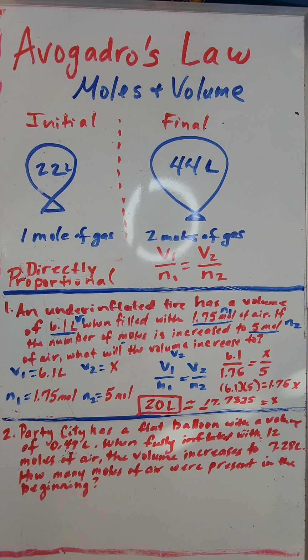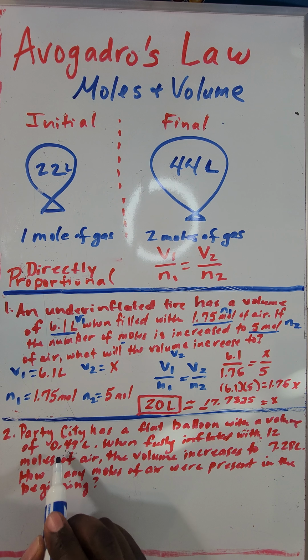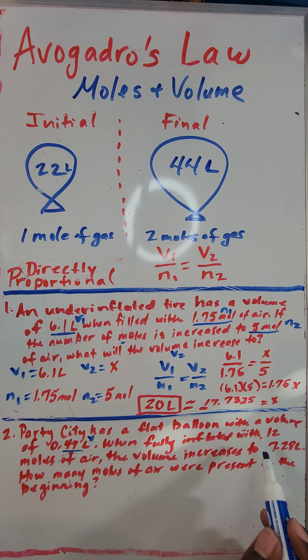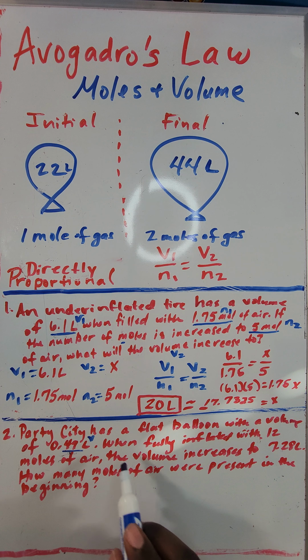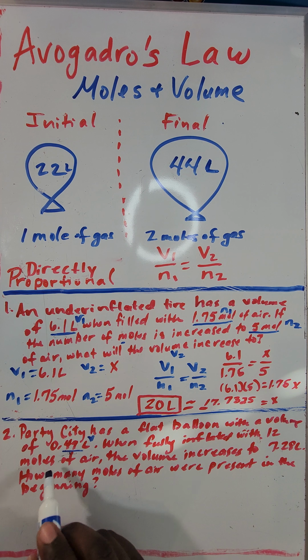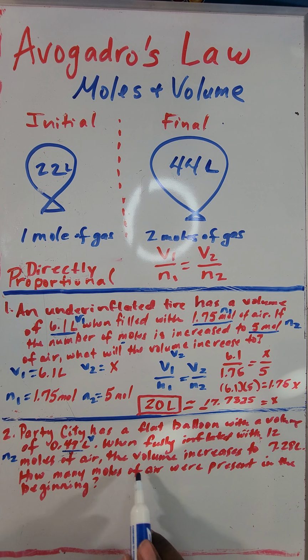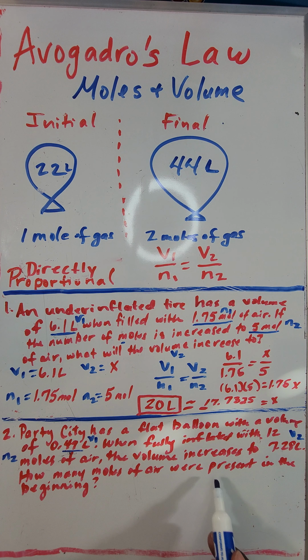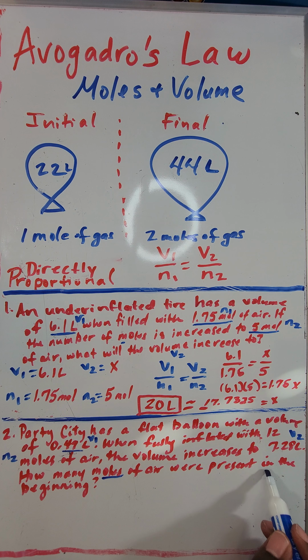Now moving on to problem number 2. Party City has a flat balloon with a volume of 0.49 liters. So that's going to be a V. When fully inflated with 12 moles of air, this sounds like it's a change, so 12 moles would be our N2. The volume increases to this, so that's going to be our V2. That makes this initial our V1. It says how many moles of air were present in the beginning. If we're looking for moles of air in the beginning, that means we're looking for N1.